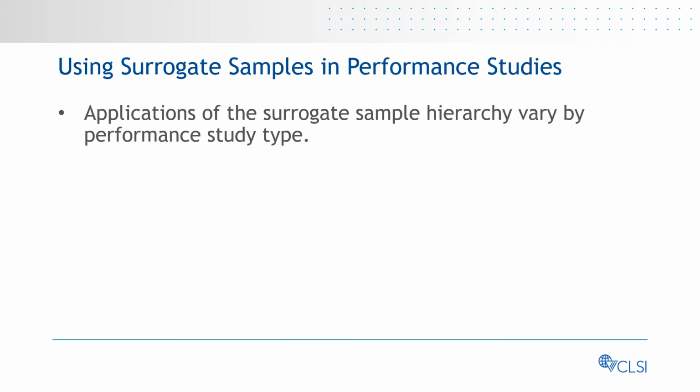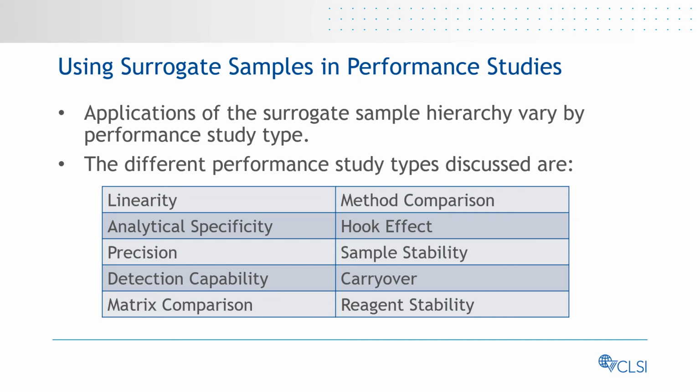Applications of the surrogate sample hierarchy vary by performance study type. This guideline explains how to apply the hierarchy to specific performance studies and how to choose an appropriate surrogate sample type for the respective performance study. The different performance study types discussed are linearity, analytical specificity, precision, detection capability, matrix comparison, method comparison, hook effect, sample stability, carryover, and reagent stability.